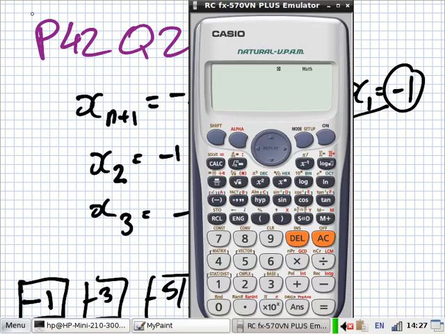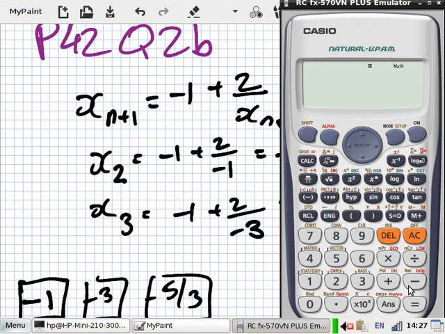What do we do first in the calculator if you were to describe it to your classmates? You substitute the given one. So what would I type here? It's -1 plus 2 over -1. Equal. That gives me minus 3. Then you use the answer: -1 plus 2 over the answer, and it gives me the next one, which is minus 5 over 3. Pressing equals gives me the next one, and the next one, and so on.